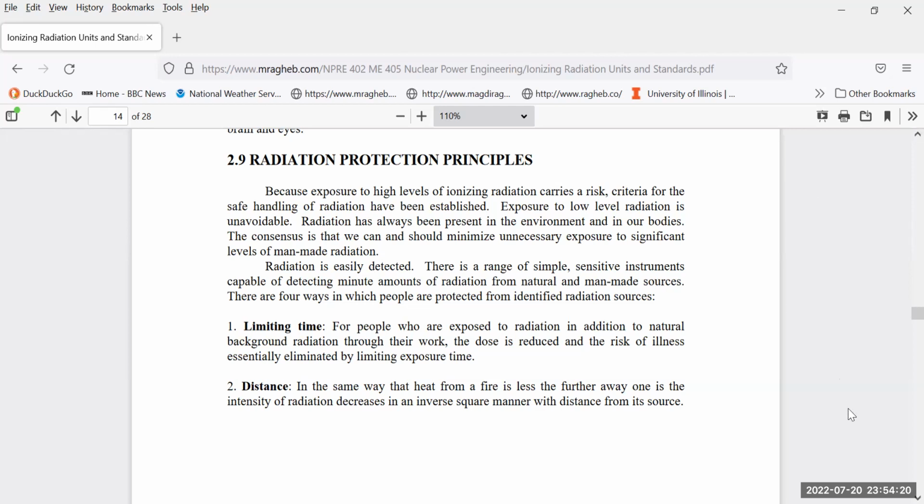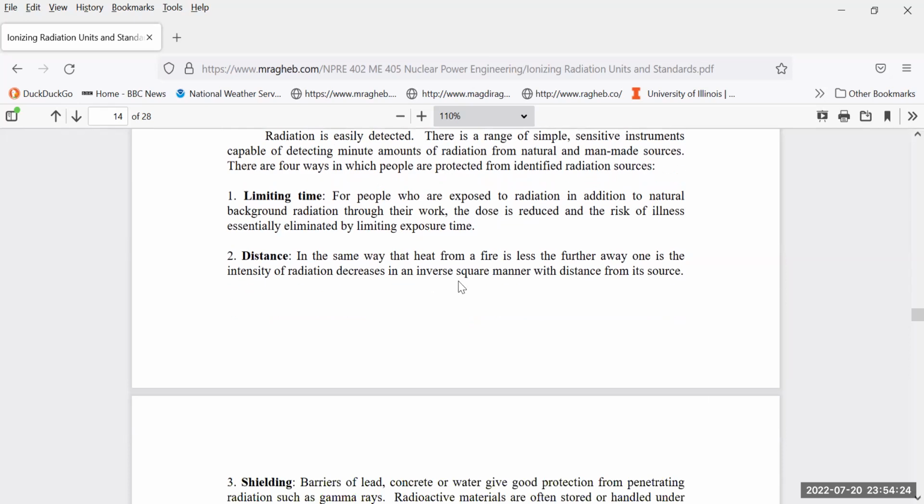There are obvious ways to protect against radiation. The first, well, we said that we have ways of detecting either the activity or the exposure and measuring the effective or dose equivalent. To protect against radiation, we follow several principles. We limit the time of exposure to radiation.